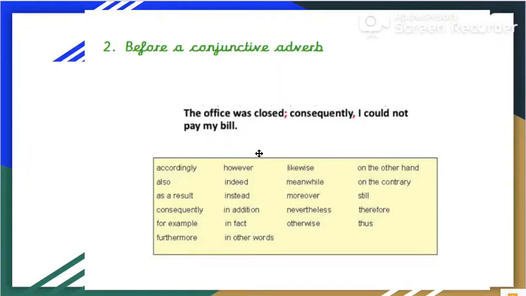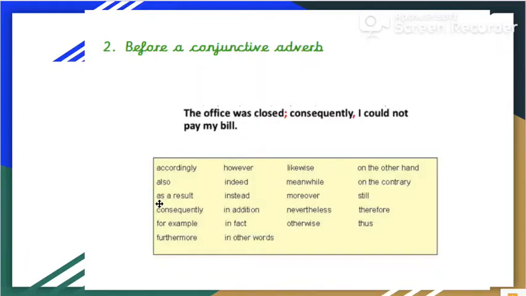Now, a little challenge for you, having a look at these conjunctive adverbs in the box here, which other ones would make sense in the same place rather than consequently? So could I have: the office was closed, however, I could not pay my bill? Would that make sense? Does that give a reason? Do you think that makes sense? Could you think of any others that might go in here?